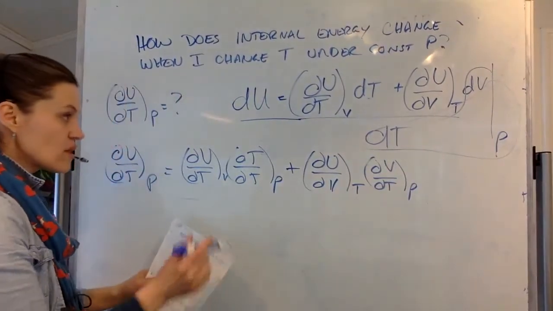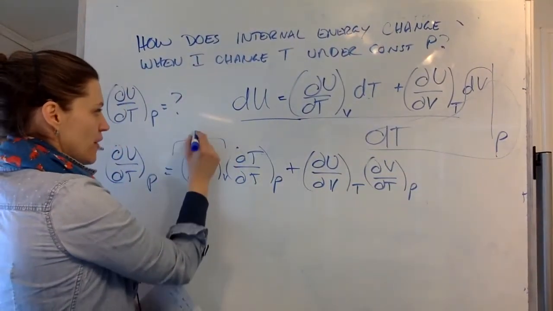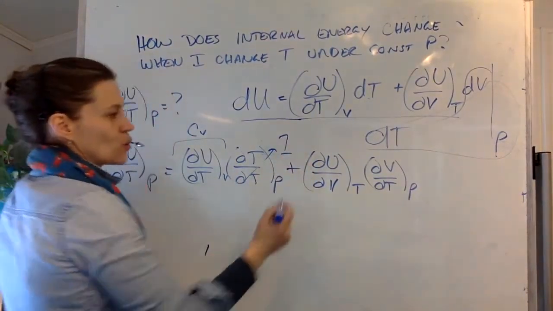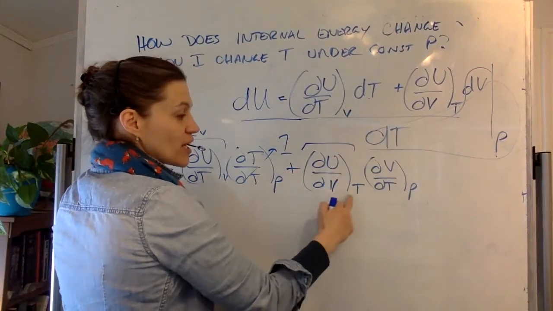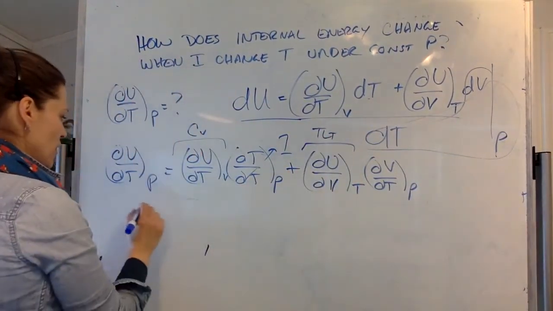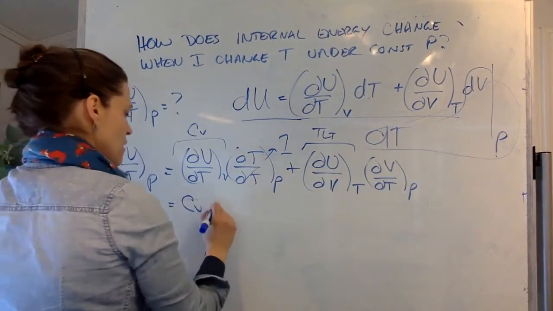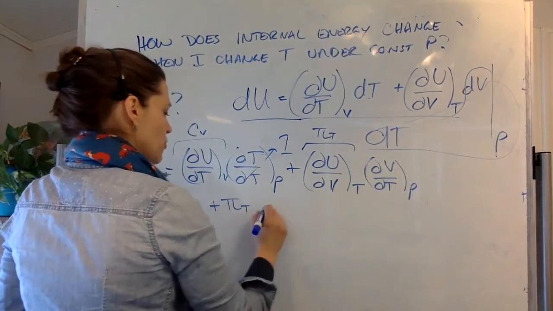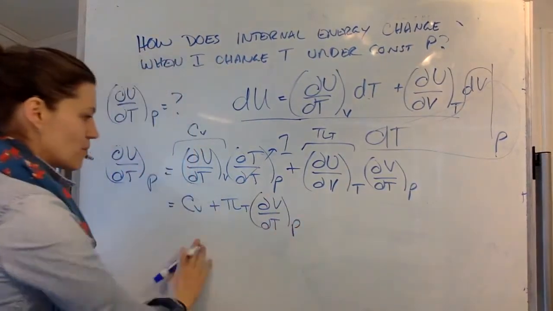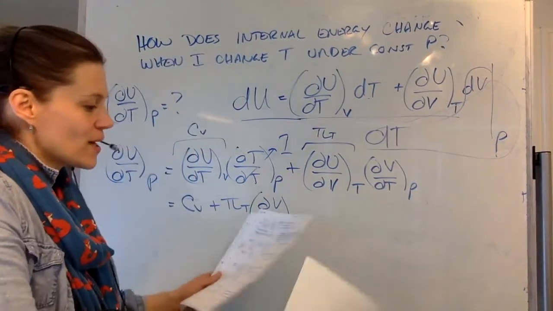Okay. Now you should recognize there's my CV. This is 1. That's glorious. And dU/dV at constant T, well, that's internal pressure. So now I'm left with this being equal to CV plus internal pressure times dV/dT at constant P. Sweet. And I go back to Atkins.